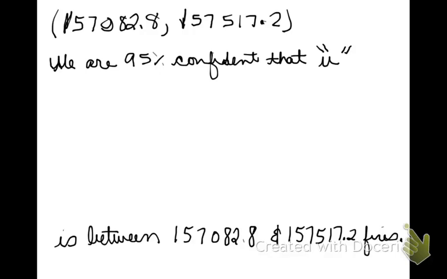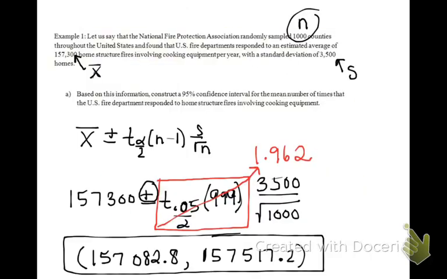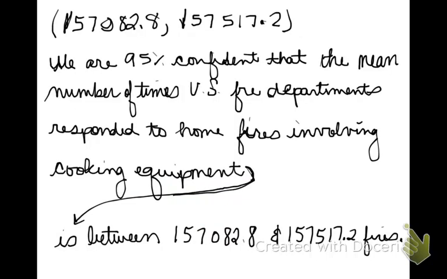Now saying mu is pretty vague. So instead of mu, let's go back and get the words for what mu represented. Mu represents the mean number of times that U.S. fire departments responded to home structure fires involving cooking equipment. So we'll take this sentence and plug it into our interpretation. We are 95% confident that the mean number of times U.S. fire departments responded to home fires involving cooking equipment is somewhere between this lower bound and the upper bound.